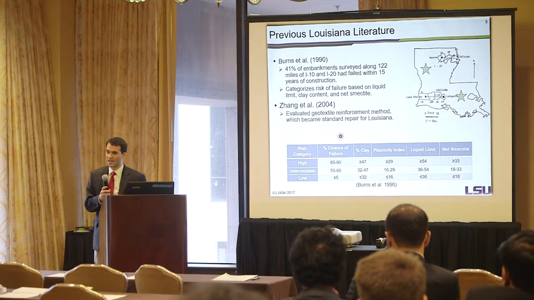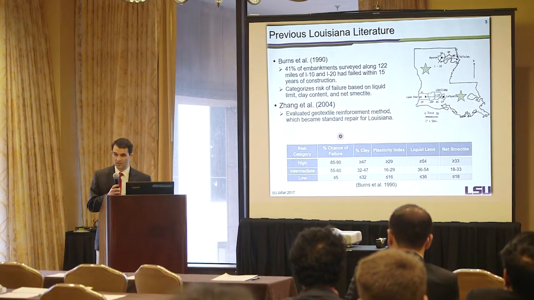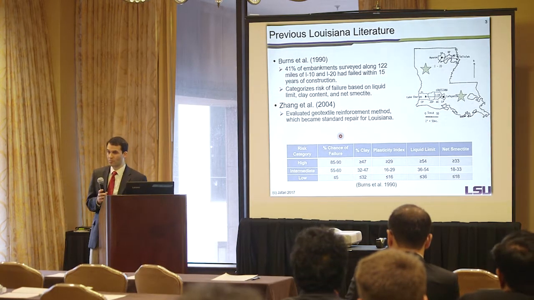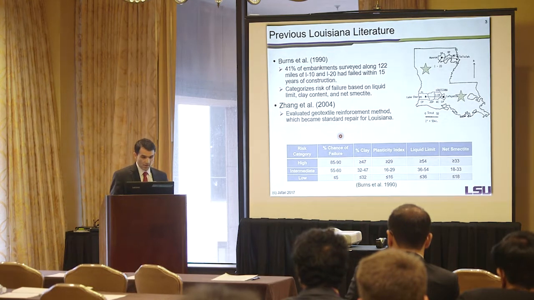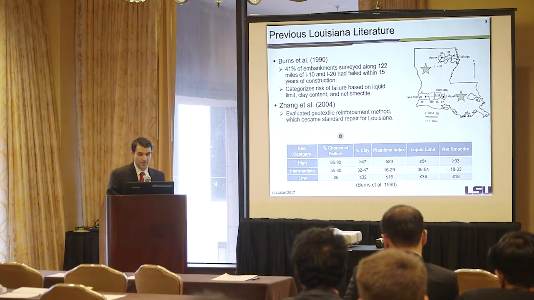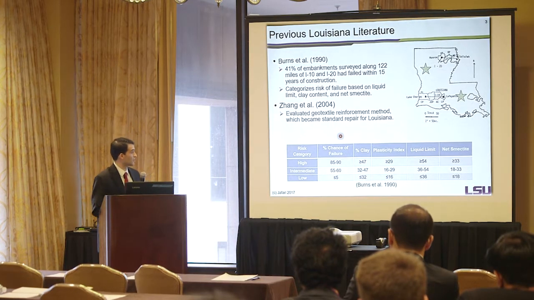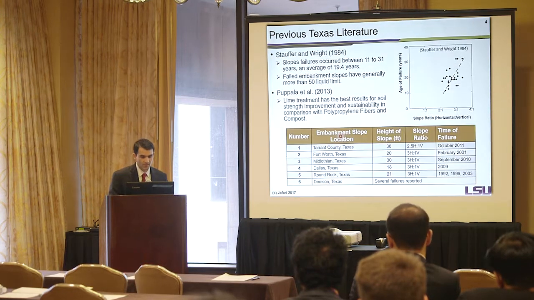The thing missing from this table is that the chance of failure is categorized, but at what time will that failure occur? Is it 5 years, 10 years, 15 years in the future? And after what event will it actually fail? And then in 2004, more research was performed to investigate rehabilitation methods in Louisiana, and this introduced the geotextile reinforcement method that is the standard repair for Louisiana.